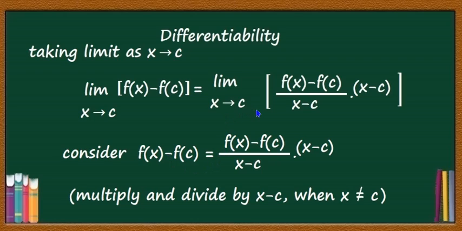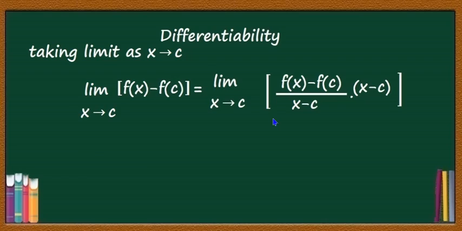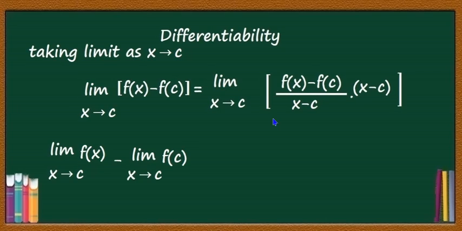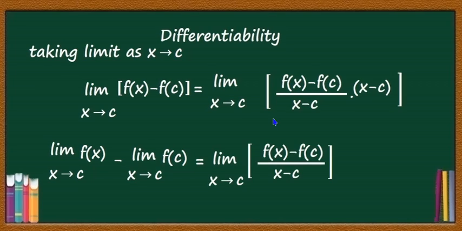as x tends to c. And you know that the limit of the difference is the difference of the limits, and the limit of the product is the product of the limits. If you apply that rule of limits here, limit x tends to c f of x minus limit x tends to c f of c is equal to limit x tends to c [f of x minus f of c divided by x minus c] into limit x tends to c [x minus c].